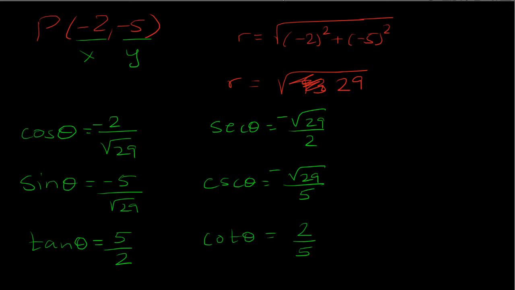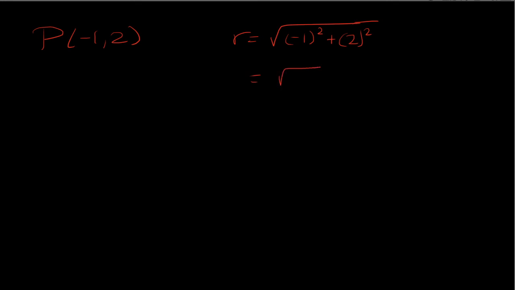Okay, now we'll look at one more example. We're going to have -1 and 2. This one is another one that we don't know, so we're just going to do the Pythagorean theorem and get that r is the square root of 5. X is -1, y is 2. Now we can figure out our 6 trigonometric functions.